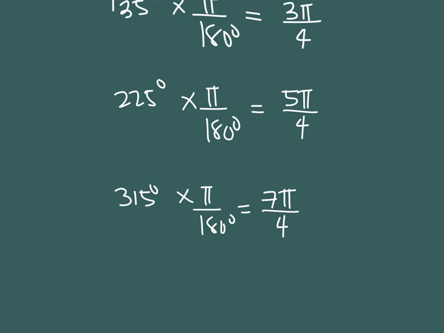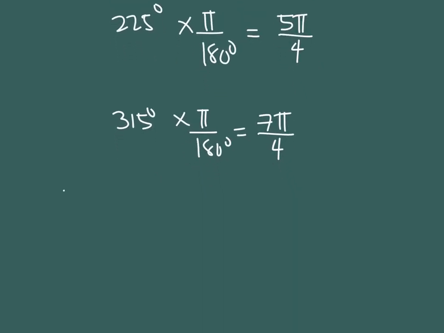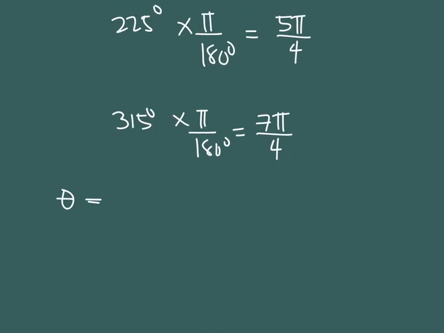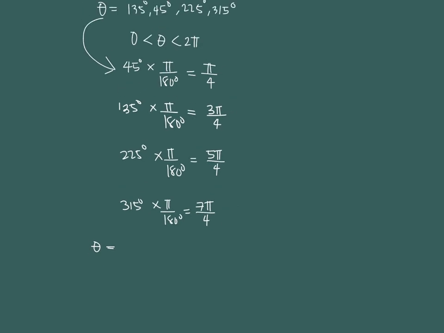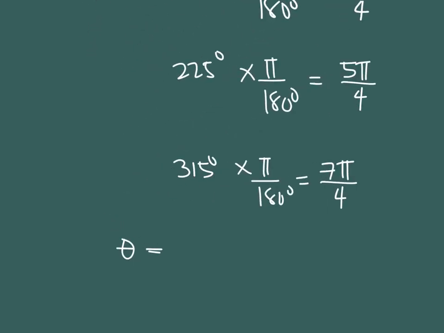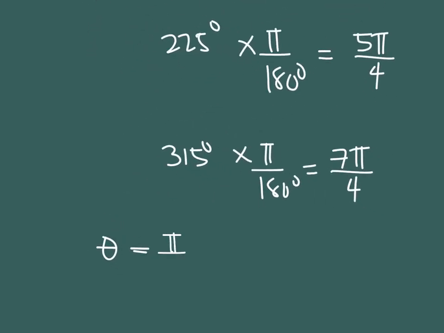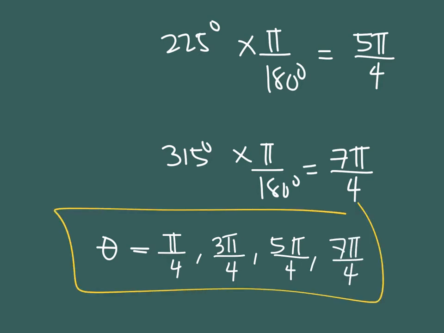Okay. So finally, we have theta must be equal to, the first is pi over 4, 3 pi over 4, 5 pi over 4, and 7 pi over 4. And that is our final answer. Any question? Is it clear? Okay.